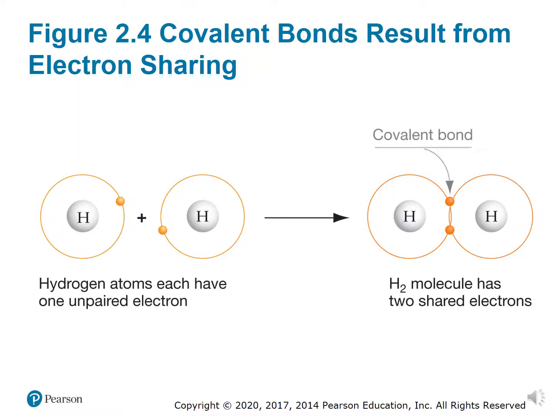In this example here, you see 2 hydrogen atoms, and for each of these hydrogen atoms, the first shell needs 2 electrons to become stable. So each of these needs 1 more electron. If they form a covalent bond and they share the electrons, then it fulfills the number of electrons in the first shell. So hydrogen gas, which you see on the right-hand side of your screen, is much more stable than 2 hydrogen atoms.